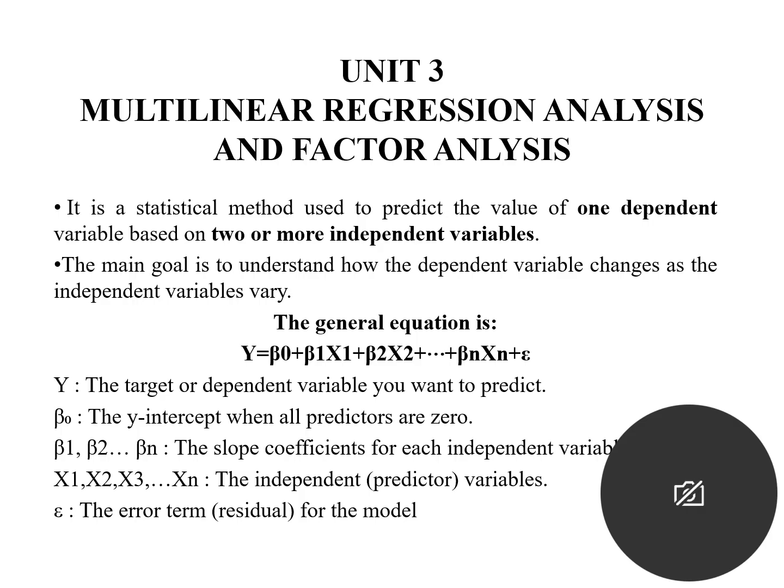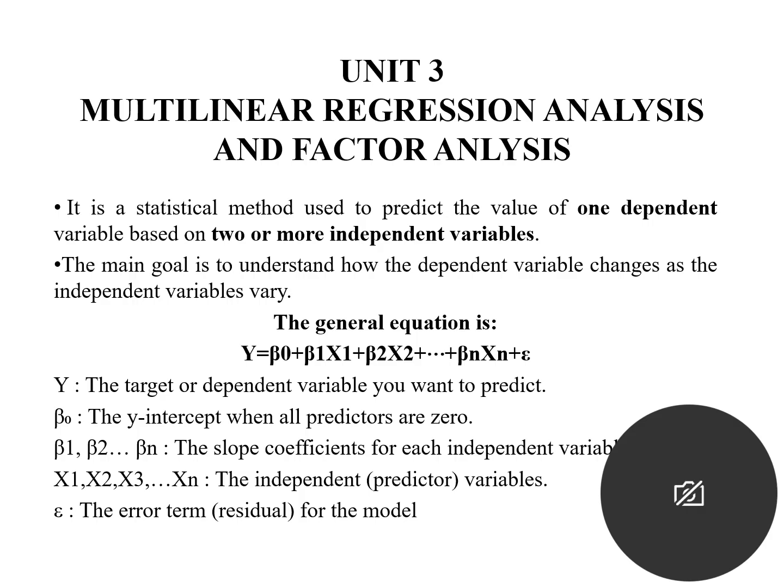It is a statistical method used to predict the value of one dependent variable based on two or more independent variables. The main goal is to understand how the dependent variable changes as the independent variables vary. The general equation is y equal to beta 0 plus beta 1 x1 plus beta 2 x2 plus beta n xn plus epsilon.